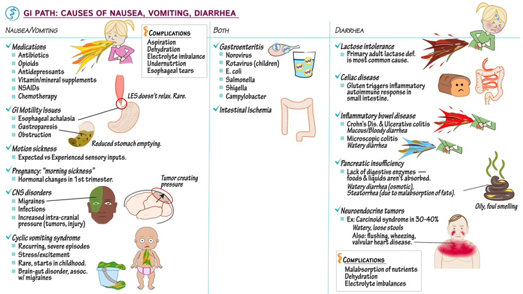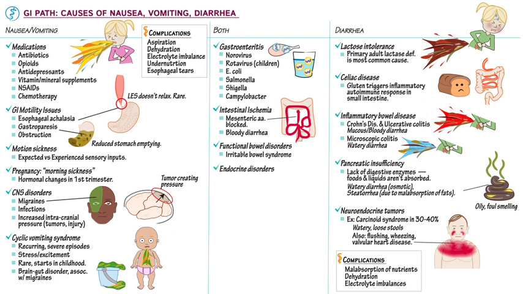Then indicate that intestinal ischemia, which occurs when the mesenteric arteries become blocked, can cause nausea, vomiting, and bloody diarrhea. Functional bowel disorders include irritable bowel syndrome, which is the result of disordered brain-gut communication. And lastly, endocrine disorders can produce GI issues, particularly thyroid disorders, adrenal insufficiency, and diabetes. This concludes our diagram.